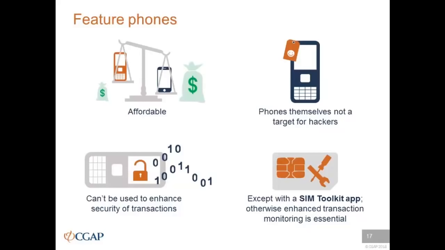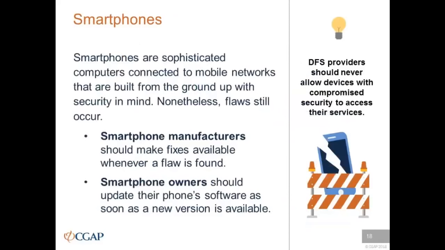Smartphones, on the other hand, are becoming more prevalent. They are sophisticated computers which are connected to mobile networks that are built from the ground up with security in mind, but flaws still do occur, and we have to be on our guard. And in fact, some of these strengths can also be a weakness. So smartphone manufacturers should be monitoring for new flaws, and they should be making fixes available. And we know that some are better than others in this regard, and many don't provide security updates once the phone is more than 2 years old.